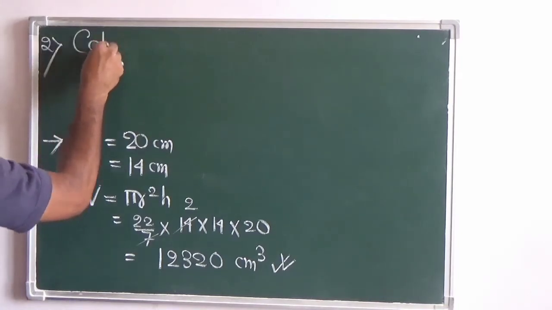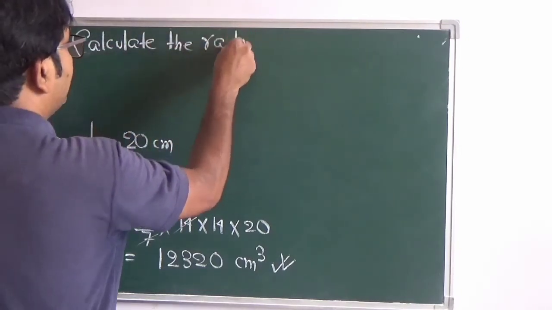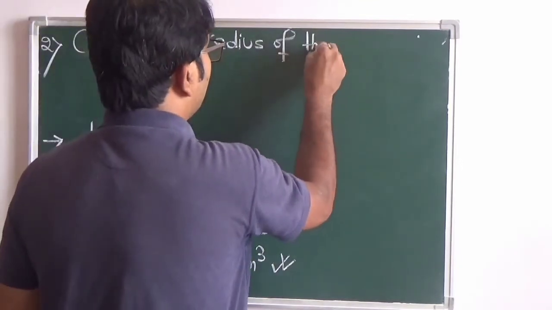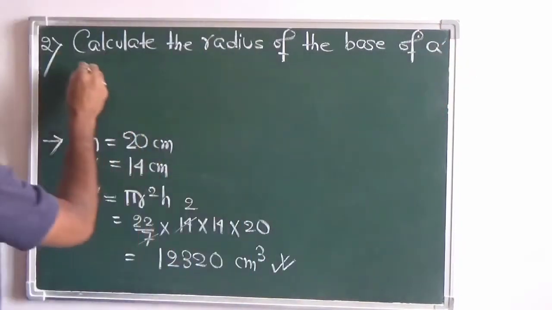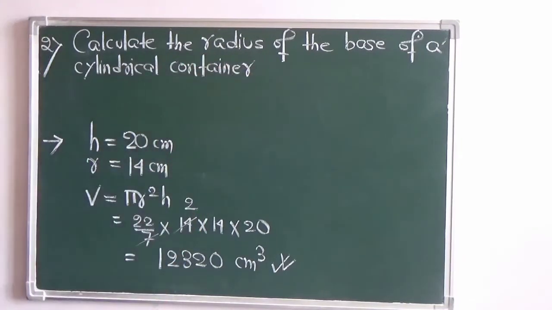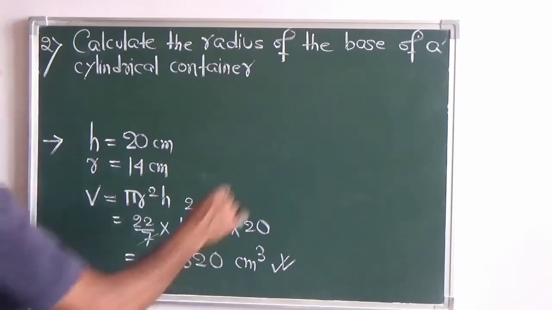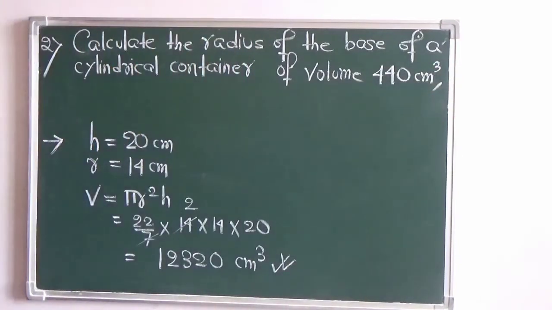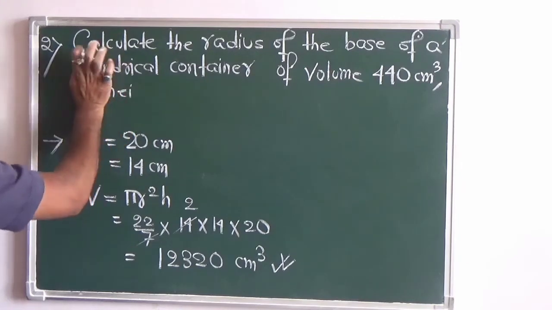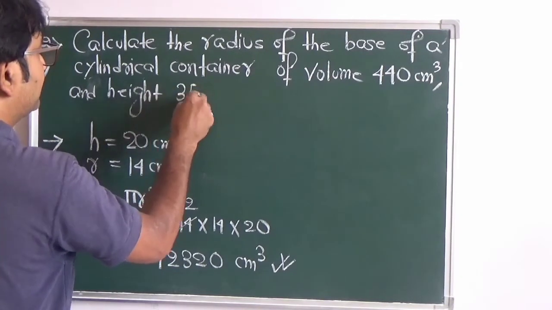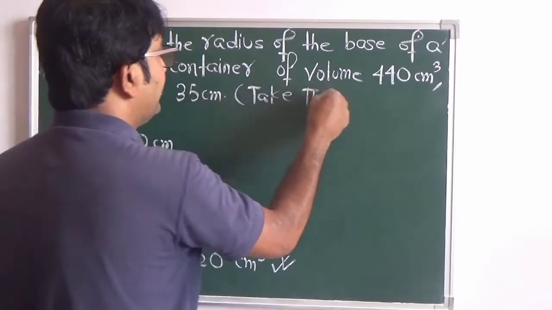Calculate the radius of the base of a cylindrical container of volume 440 centimeter cube, and the height is given as 35 centimeter. So take the value of pi as 22/7.